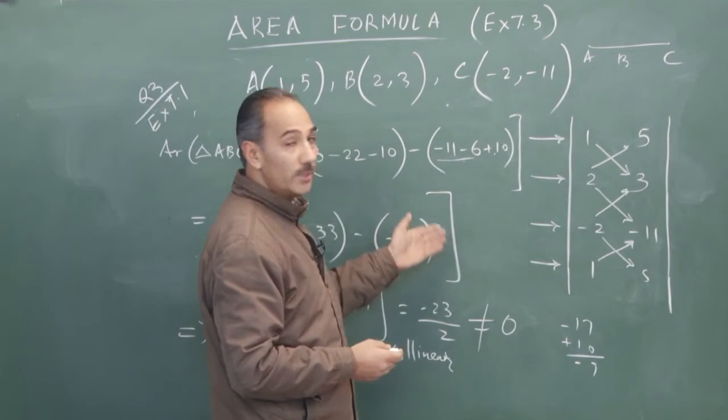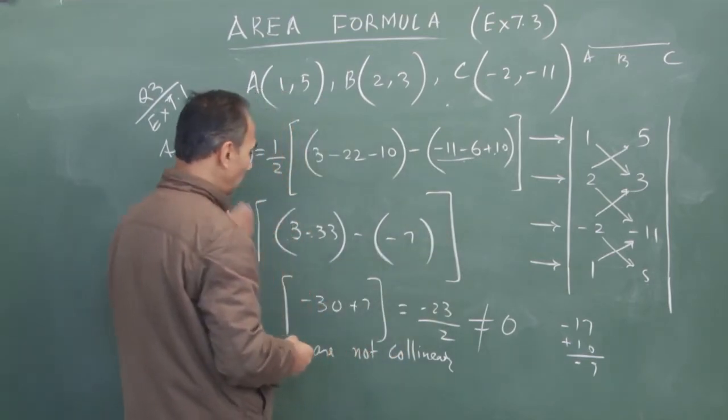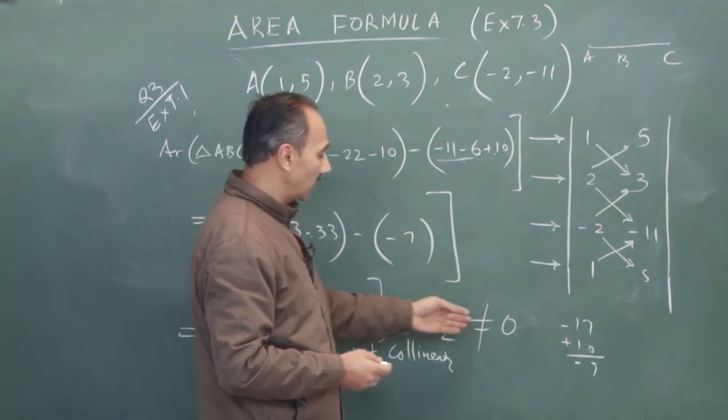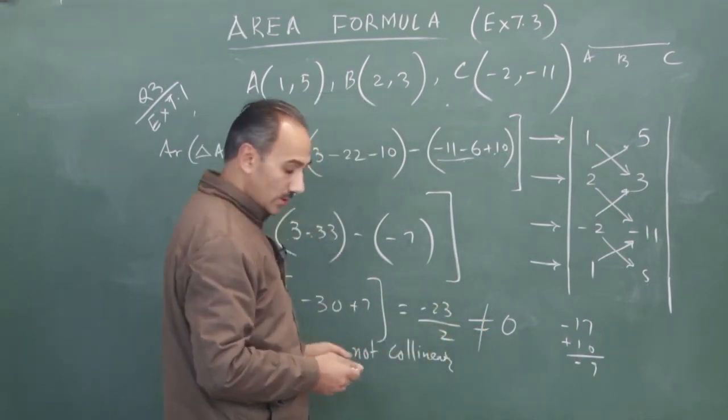But using the area formula, it's quite convenient. It took us less time to find the area. Area didn't turn out to be 0, so we say points are not collinear.